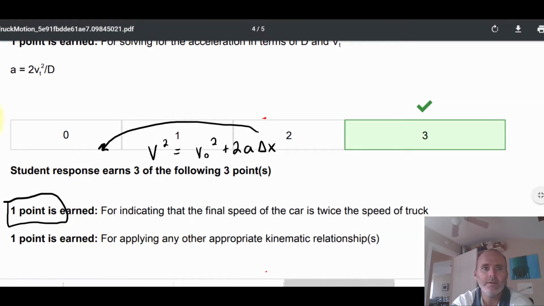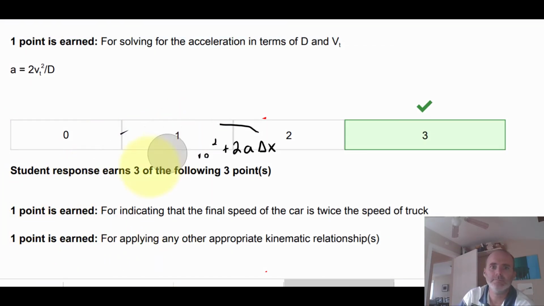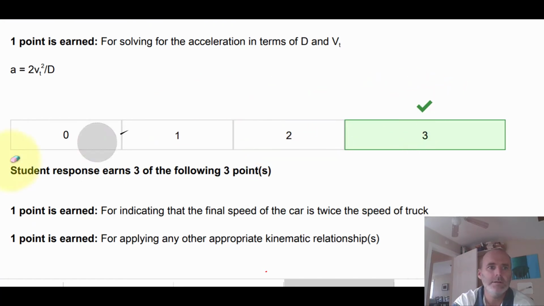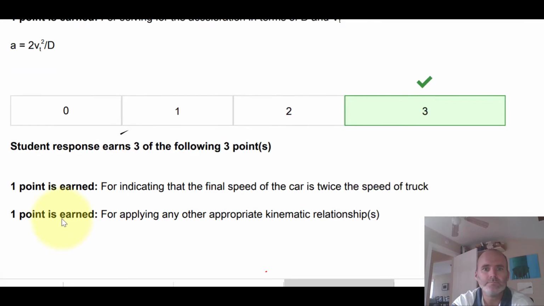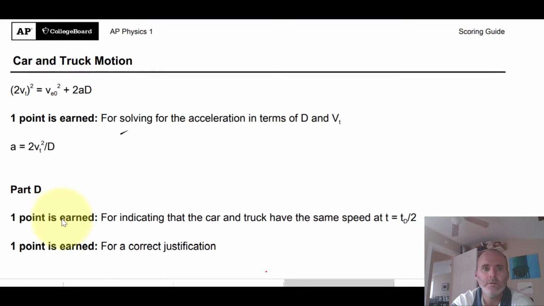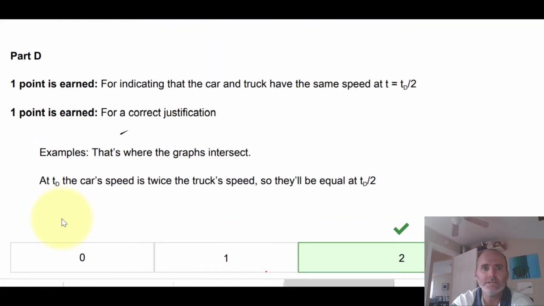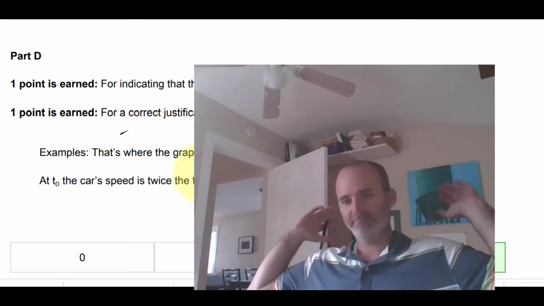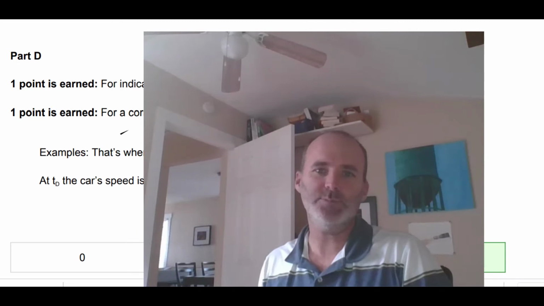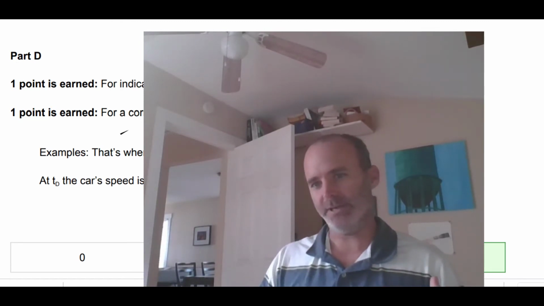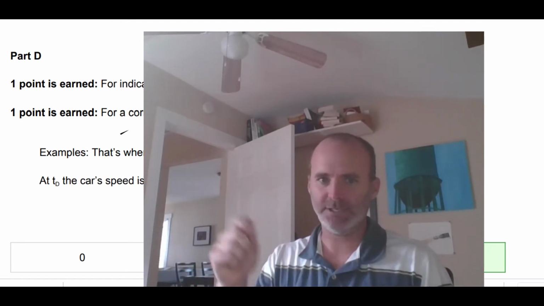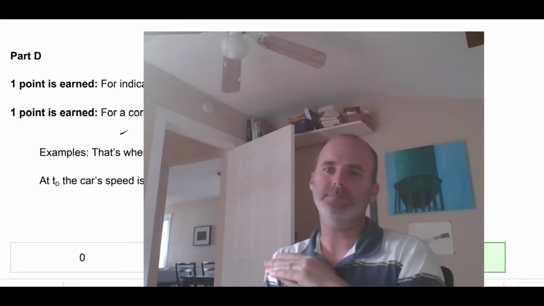And finally, let's erase this. And the last part was justifying that t is equal to TD over 2. And then we can just show that on the graph. That's where the graphs intersect. Okay, that was a long problem. That was big, but I went through a lot of explanations, so obviously it's not going to take you that much time to do that.